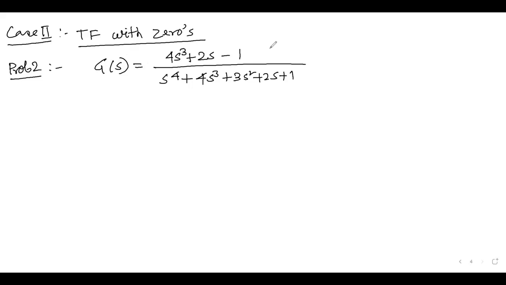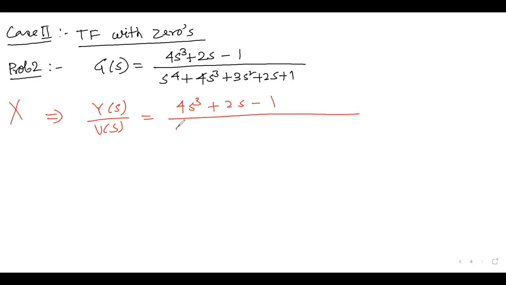Okay. Now, if we cross multiply, if we use our old technique, let us check what will be the problem. The old technique was Y(s) by U(s). This is not a wrong technique. Let us check why we are not able to proceed in the earlier manner: (4s³ + 2s − 1) by (s⁴ + 4s³ + 3s² + 2s + 1). So what will happen if we cross multiply?